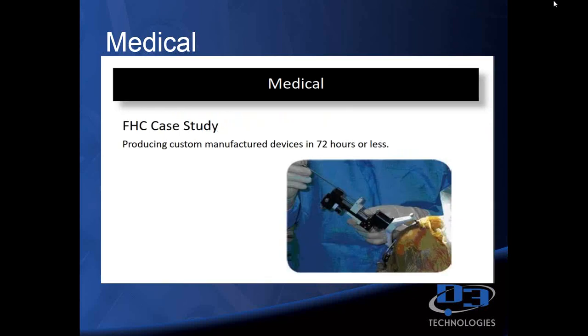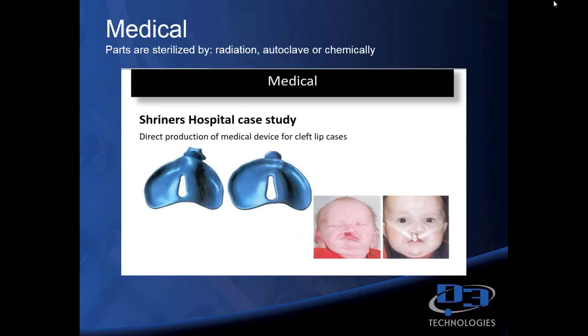This is another case study where they were producing custom manufactured medical devices used for surgery applications. Again, another medical example. These selective laser sintering parts can be sterilized by radiation, autoclave, or sometimes chemically. So this is just another example of how they were able to do a direct end-use production part for cleft lip cases.